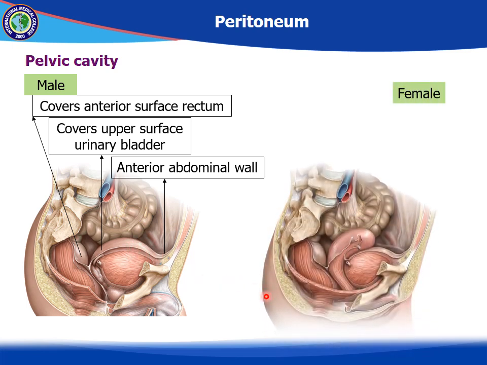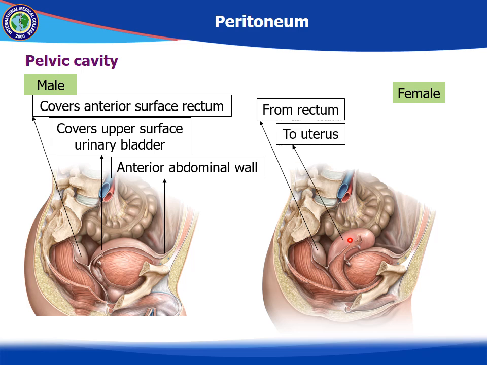In the female, you can see this is the rectum that is covered anteriorly in the middle third, and superiorly it is also covering the lateral part, making a fold here, covers the uterus, then again makes a fold to be reflected over the bladder, and finally goes to the anterior abdominal wall.